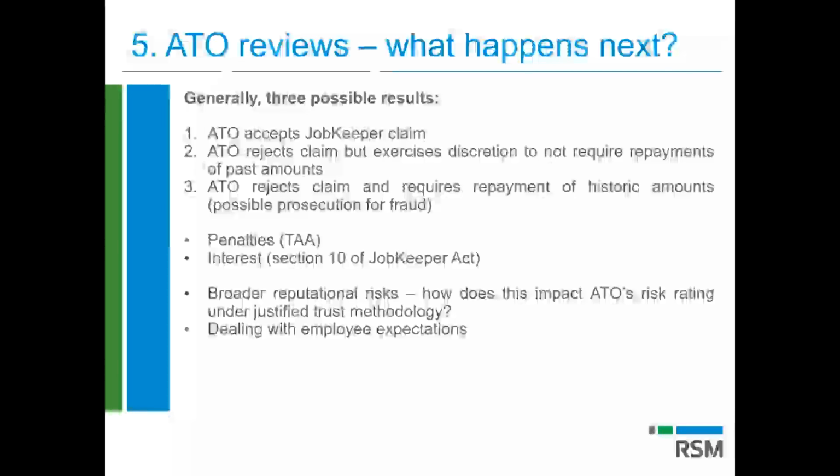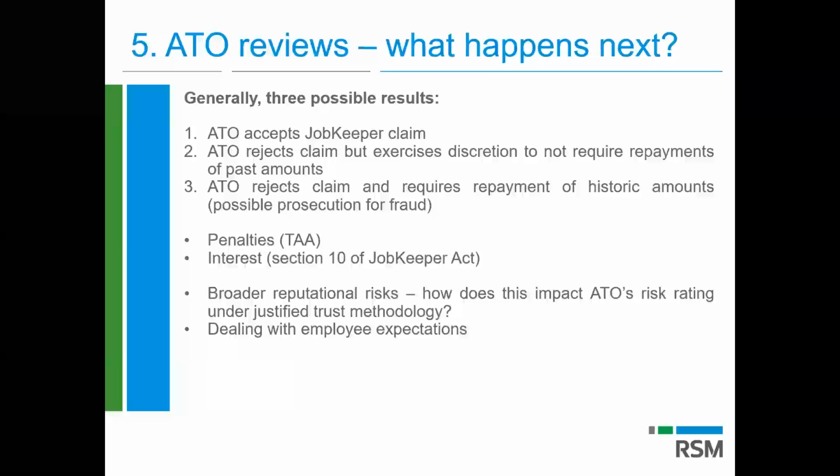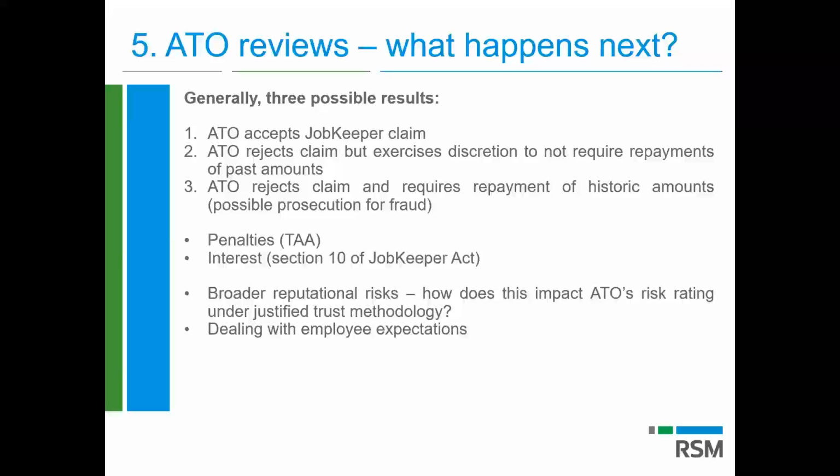As a result of an ATO review, one of three things could happen. The ATO will accept your claim, and we hope that's the answer. The ATO could reject the claim, but allow you to keep past payments. But the ATO could also reject the claim and actually make you pay back the historic amounts paid. You may also be liable for penalties. You may also be liable for interest, and hopefully no one on this call, but potentially you could be prosecuted for fraud if you falsified records and didn't actually suffer the decline that you stated you did.